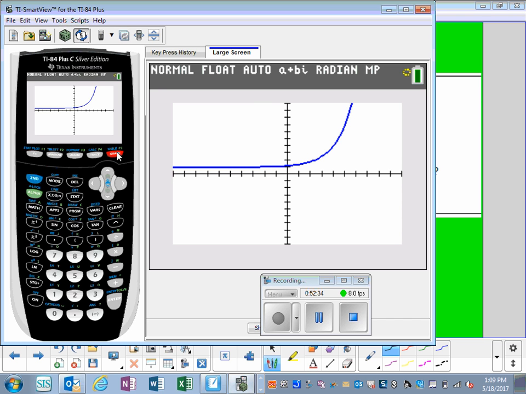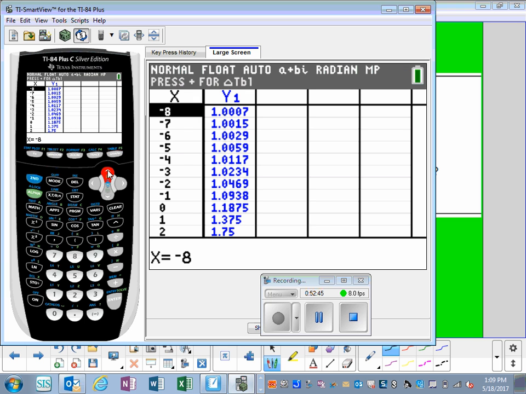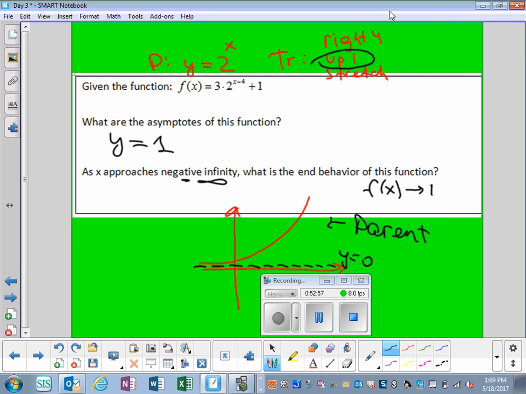So again, if I'm not sure if this is a fraction or what it is, I just go to second graph to see the table, and then I go up to see what my left-hand behavior is. You see how my x goes to negative infinity and I'm getting stuck at 1? So that's my left-hand behavior, so it has to be the asymptote. Right? So, questions?